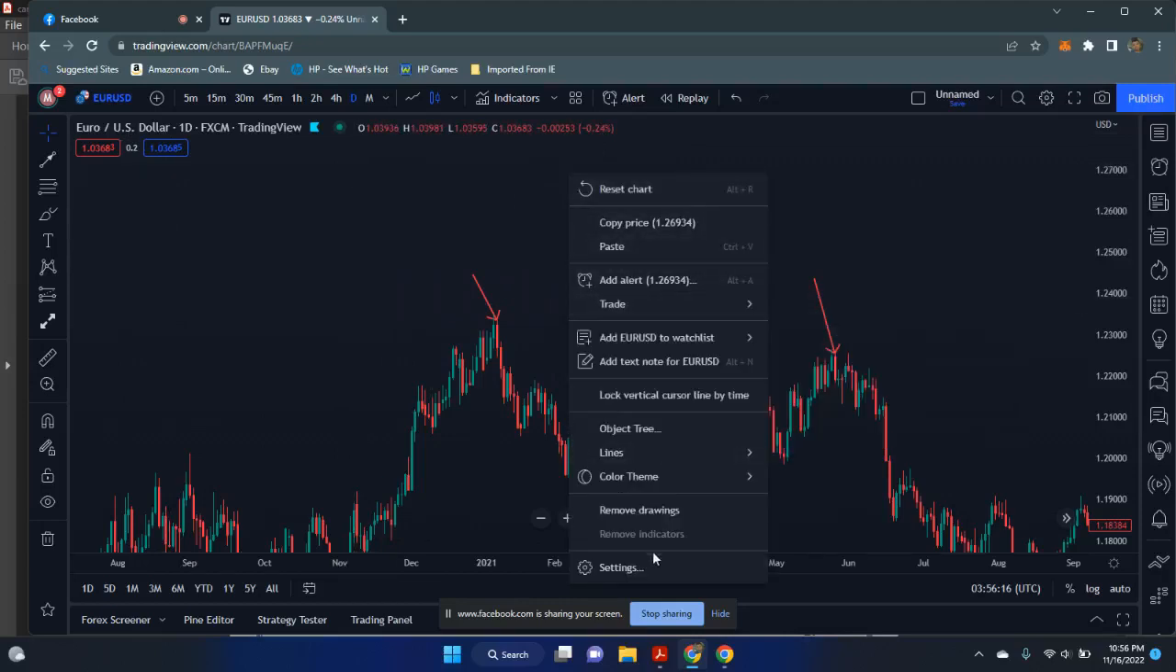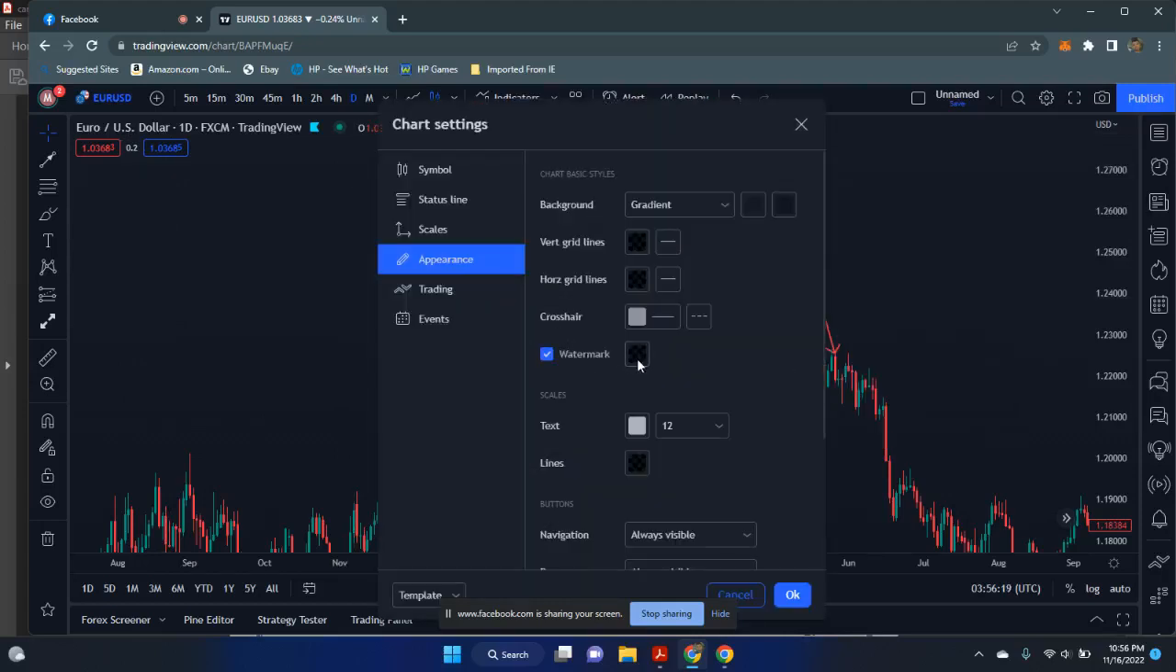Let me see if I can make my watermark a little bit bigger. Oh, I can't. Never mind.